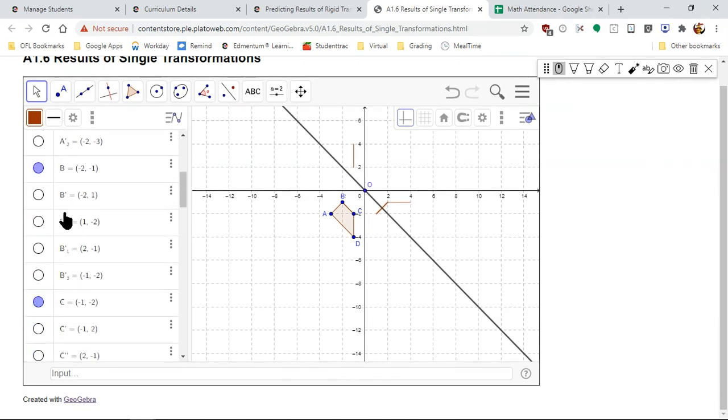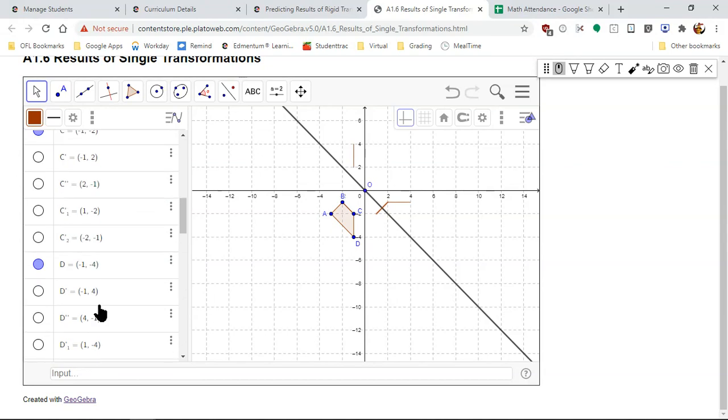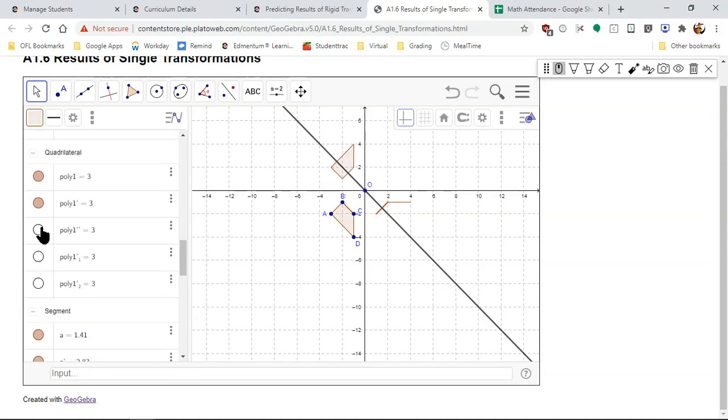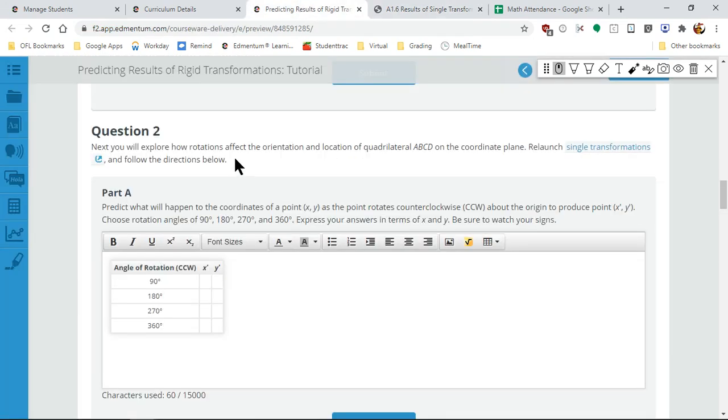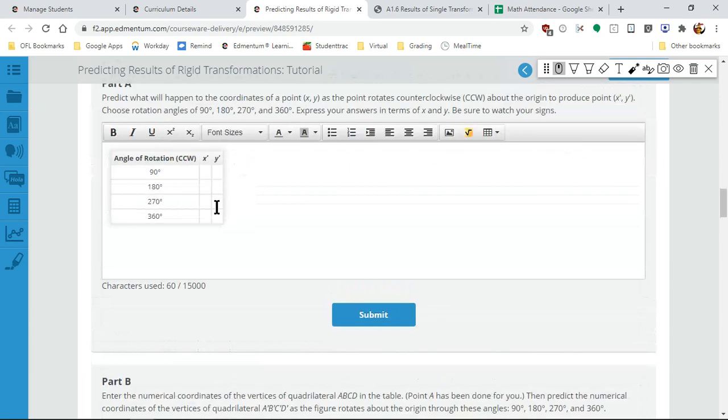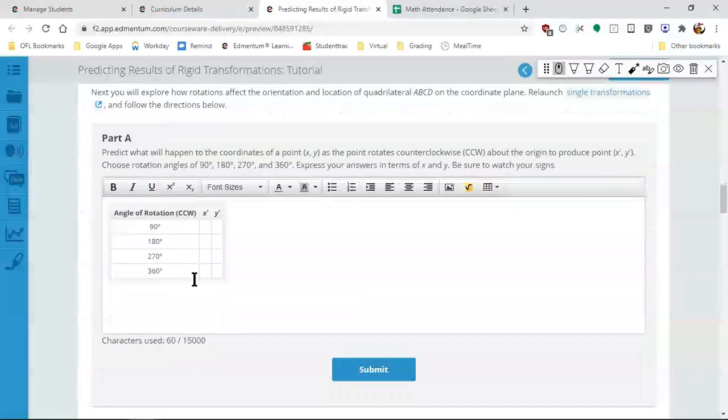Oh, those are just lines. Well, if I want to do the shapes, I would go to, where's polygon? Polygons. So that's how you can add the shapes. All right, so now we're going to do rotations. I'm going to close this, and I'm going to want to do these rotations.